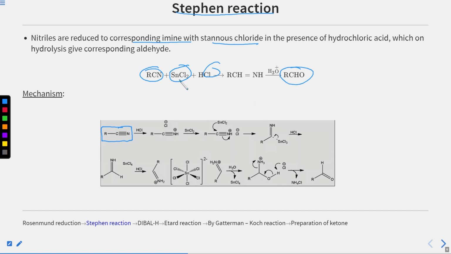So what is written? We take our nitrile, and we take this SnCl2 and react it in the presence of an acid. Then we get this imine. This is called an imine. I have put up the picture of the imine earlier also.